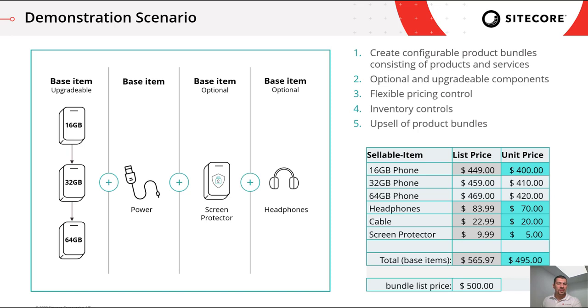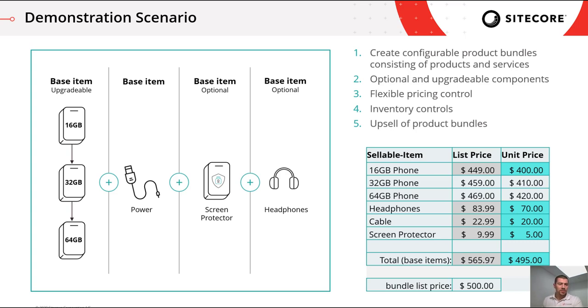The demonstration scenario that I'm going to take you through now includes selling a mobile phone bundle. I'm going to take you through the way that relationships work between a bundle and sellable items, as well as pricing, as well as inventory, as well as some of the Sitecore Experience Accelerator components.